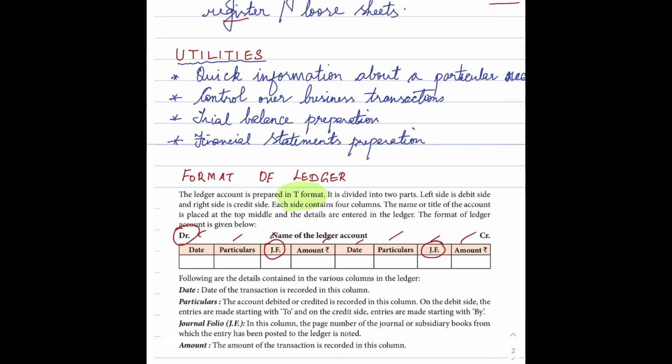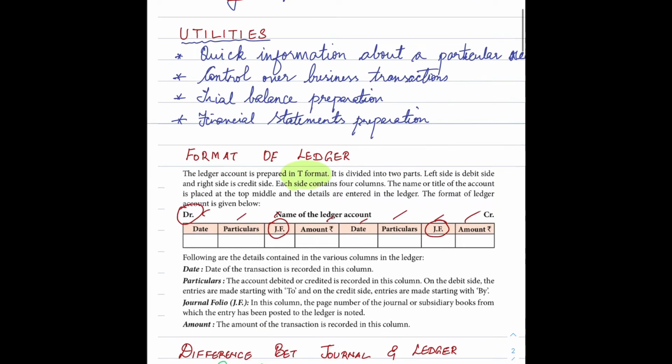So what does each of these mean? Why should we prepare a two-sided account? Because as per the rules of the double entry system of bookkeeping, it always follows a two-sided approach. That's why we prepare a T format, and each of these will be prepared for an account. Every account involved in the transactions will have one ledger.